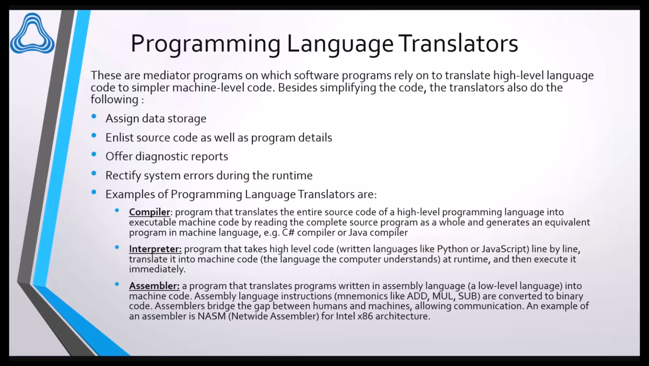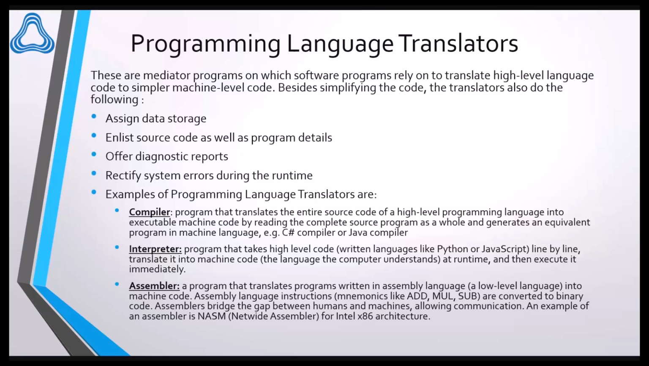They enlist the source code as well as the program details. They offer diagnostic reports, especially when you're debugging a program. Debugging simply means removing errors from a program. They rectify system errors during runtime. Some examples of system errors could be, let's say your program is trying to access a file that does not exist. So how do you handle something like that?